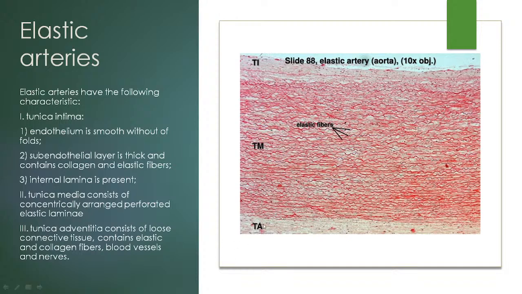And Tunica Adventitia. Tunica Adventitia consists of loose connective tissue, and contains elastic and collagen fibers, blood vessels and nerves.